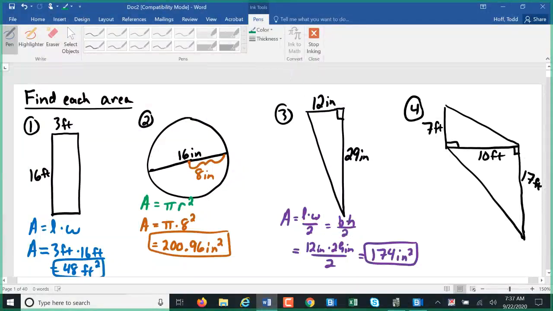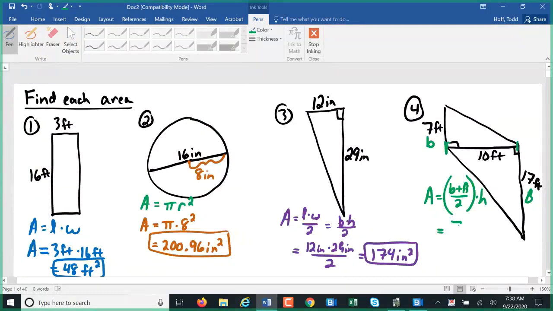And finally, number 4. This is a trapezoid. In a trapezoid, remember, we have two bases. The bases are the sides that are parallel. Short one we're going to call little b, the long one we're going to call big B. The area of a trapezoid is the average of the bases. You add them together and divide by 2, and then times the height. The height is the distance between bases.